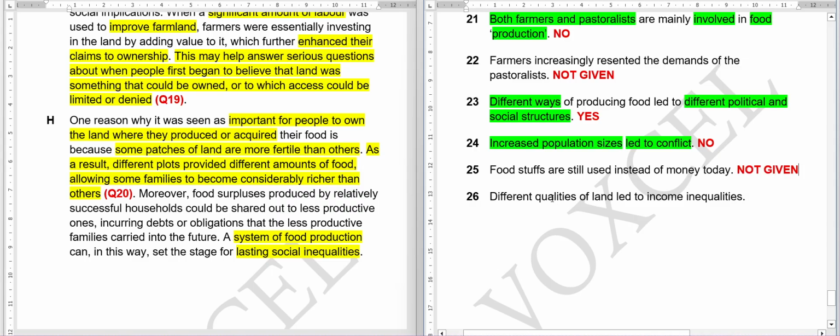Now, 26: different qualities of land led to income inequalities. Is there any mention? Yes, we have read somewhere, here: some patches of this land were more fertile, as a result this became this. So now this is your location. Now you have about 10 seconds, tell me whether the answer should be yes, no, or not given, and the time starts now.